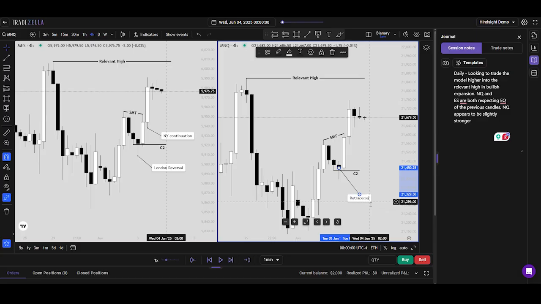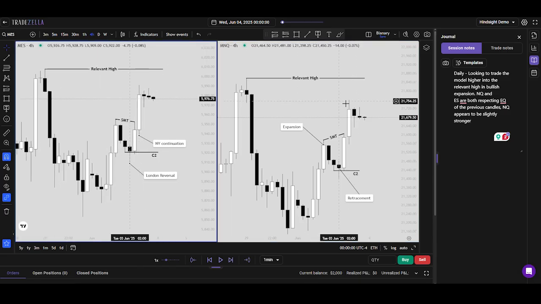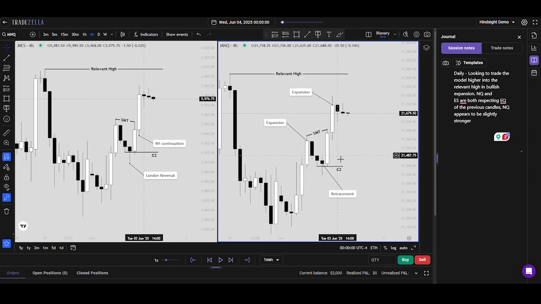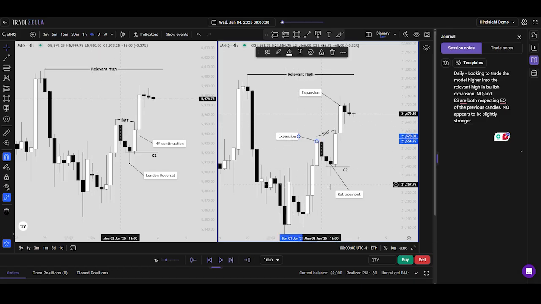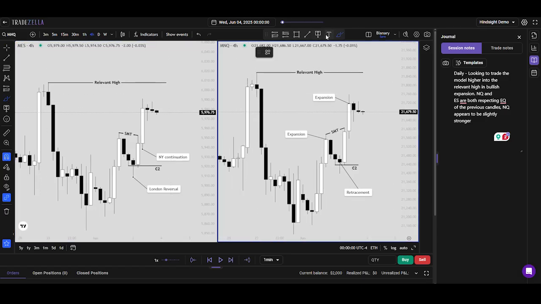Retrace. Expansion. And then we have the continued expansion here. All right, so looking to go higher. Pretty clear the phases that we've got going on right here. Expansion, retracement, expansion. Great. Now we go ahead and write the same thing here.